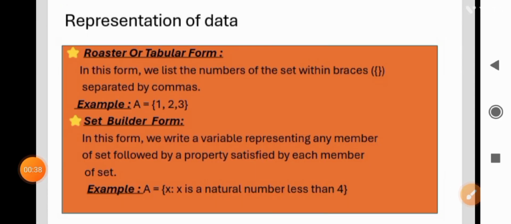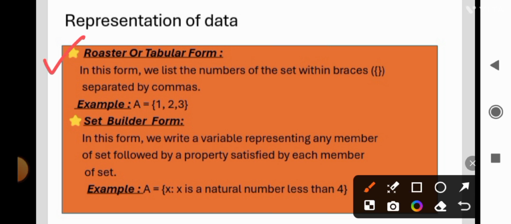So, representation of data includes two forms. The first one is roster form and the other one is set builder form. Roster form is a form in which we list the elements of the set within braces separated by commas. For example, let's take set A that is having three elements that are 1, 2 and 3. These three are enclosed within the braces and are separated by commas. So this is one way in which we can represent any set.